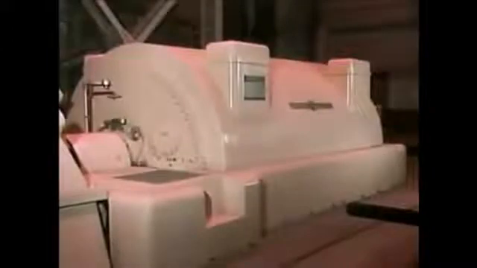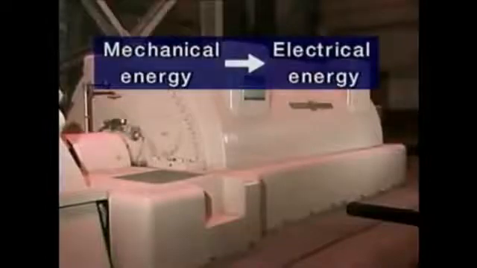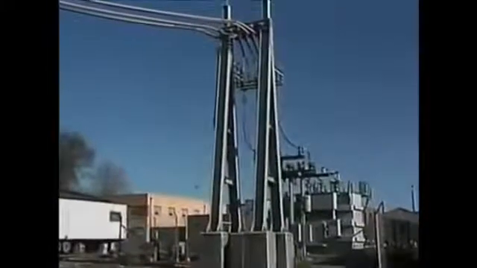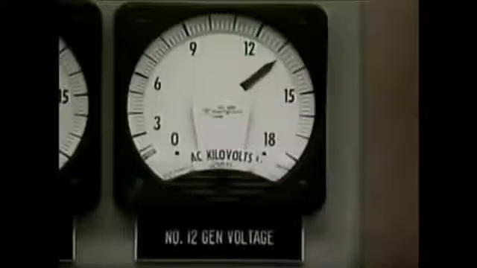The turbine shaft is connected to the generator shaft. As the turbine drives the generator, the mechanical energy is converted to electrical energy. The output from the generator is electricity that can then be supplied to the plant's electrical distribution system. This particular generator produces 13,200 volts, but other generators can produce different voltages.